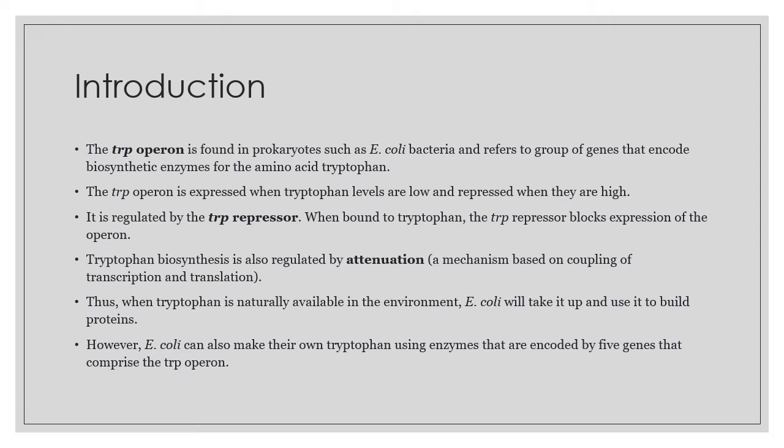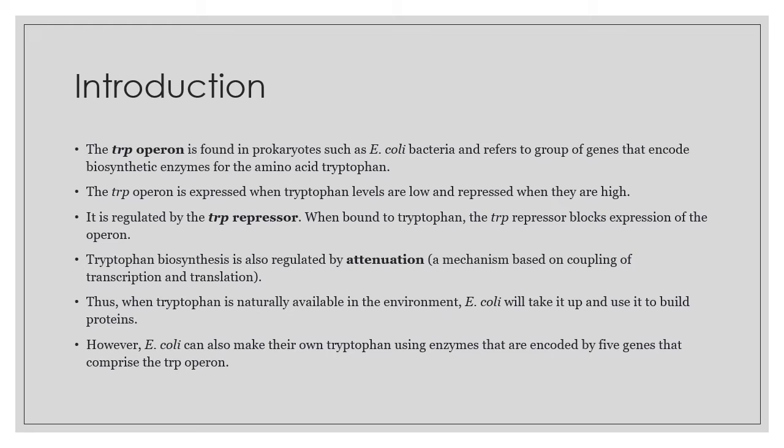To begin with, the tryptophan operon is found in prokaryotes like the E. coli bacteria, and this refers to a group of genes that encode for the biosynthetic enzymes that are required for the synthesis of tryptophan. The tryptophan operon is expressed when tryptophan levels are low and it's repressed when the tryptophan levels are high. This is regulated by the TRP repressor.